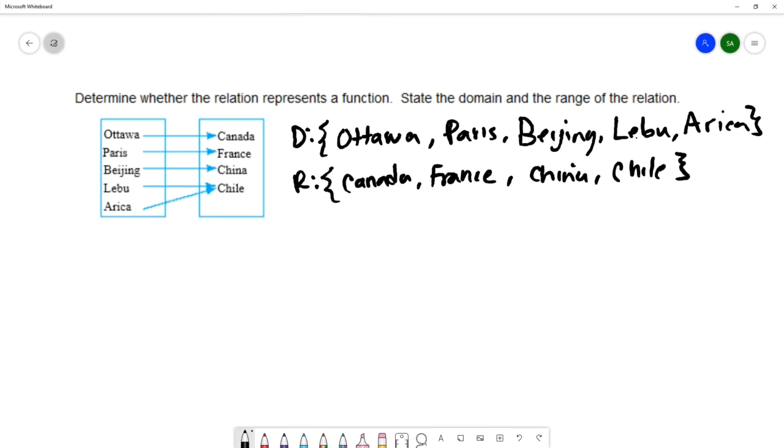And then we want to decide whether this is a function. So we need to remember that the definition of a function is that every first coordinate corresponds to exactly one second coordinate. Every element in the domain corresponds to exactly one element in the range. And so we can go to each element in the domain and notice that it only has one arrow leaving from that element in the domain. So that means that every item in the domain is corresponding to one item in the range. So this is a function.